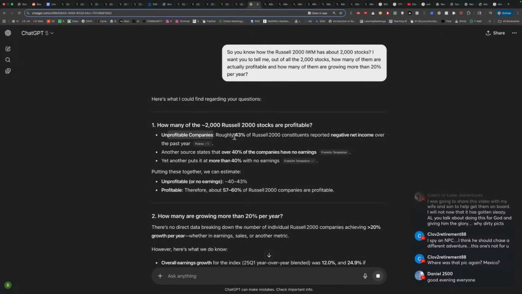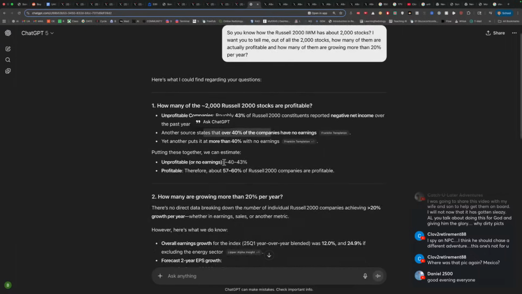So unprofitable companies, roughly 43%. So 43% is out. Clover's in that 43%. But in 2-3 years from now, they're not, right? You see where this is setting up. Another source states 40. Okay, so there's that. How many are growing 20%?